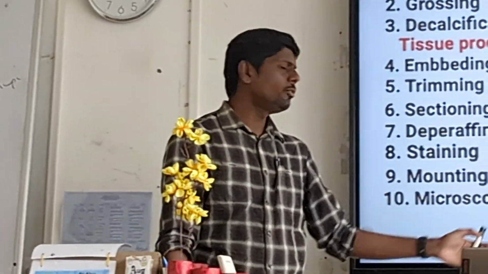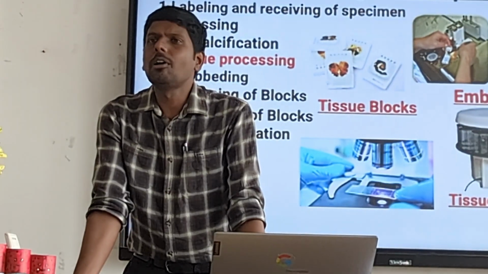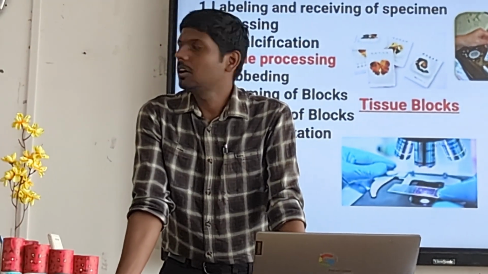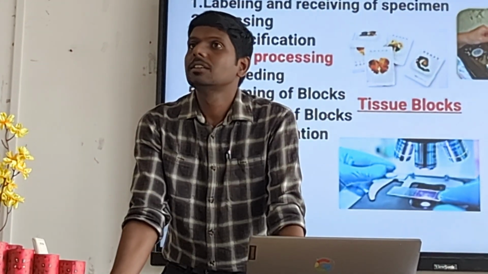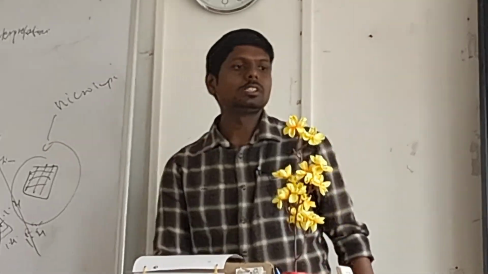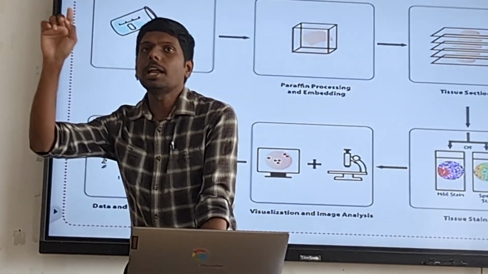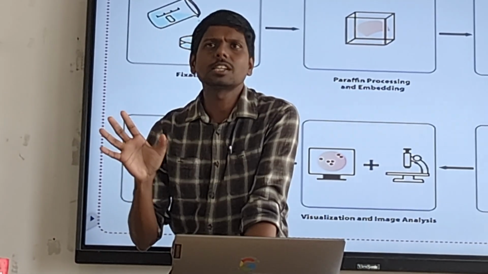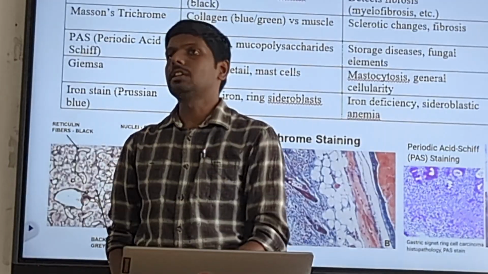After mounting, we are going for microscopic examination. These are the steps of processing of bone marrow biopsy sample. So far clear? Okay. Then the staining protocol. Here we are using H&E staining. You already know what is H&E staining. Nothing much to say.